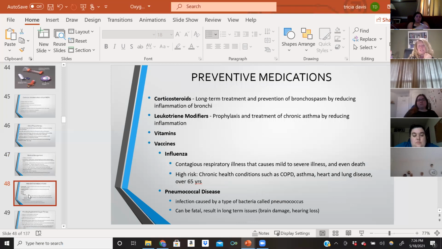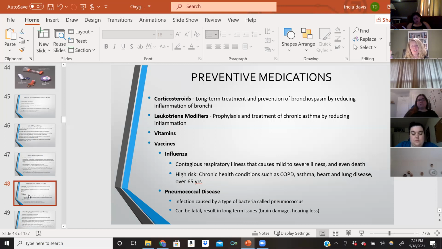Corticosteroids are going to be our preventative medications. Some patients get them for the long-term treatment and prevention of bronchospasms. It reduces inflammation in the bronchi. So your COPD patients will stay on corticosteroids. Patients that have asthma take corticosteroids on a long-term basis. We have something called leukotriene modifiers. This is prophylaxis and treatment of chronic asthma. It helps reduce inflammation. We can give certain vitamins.